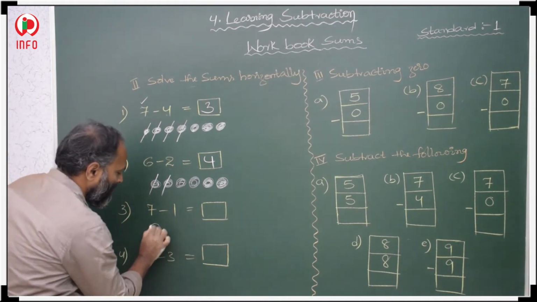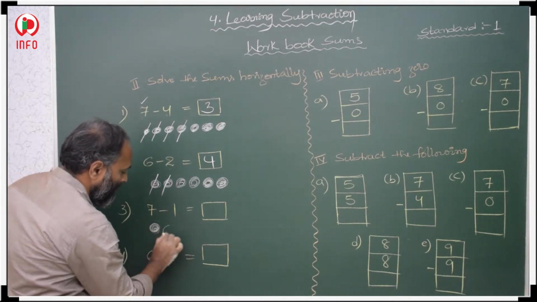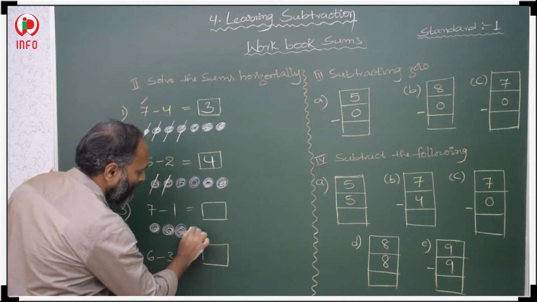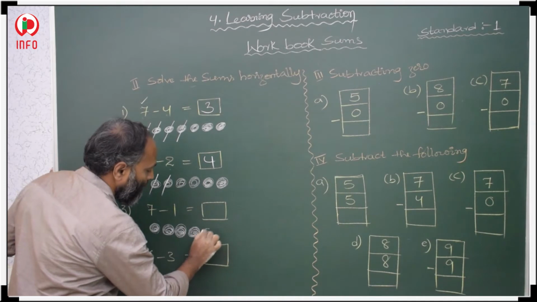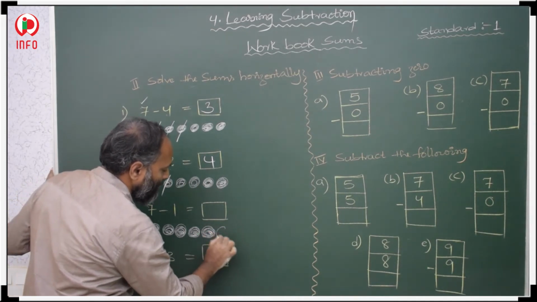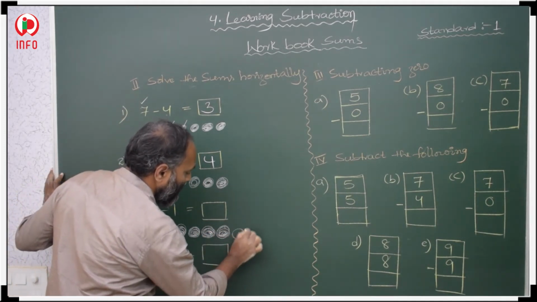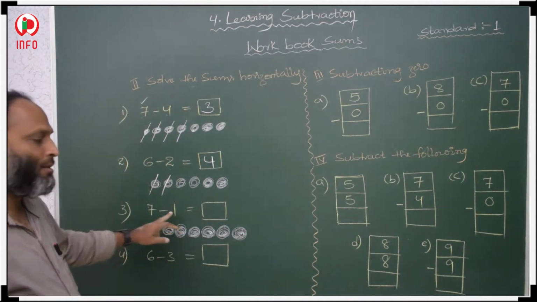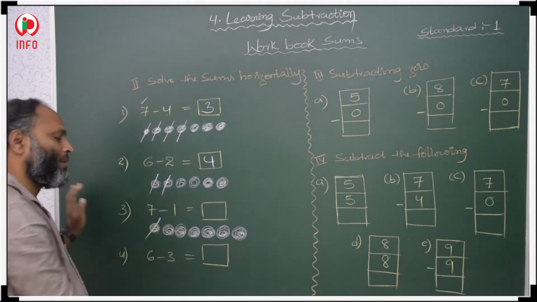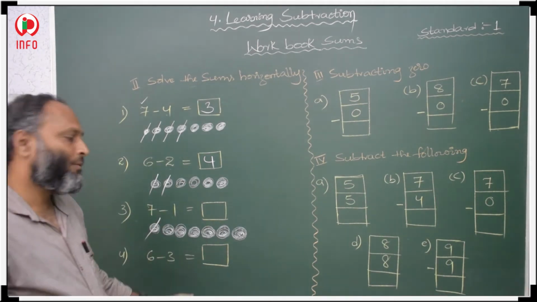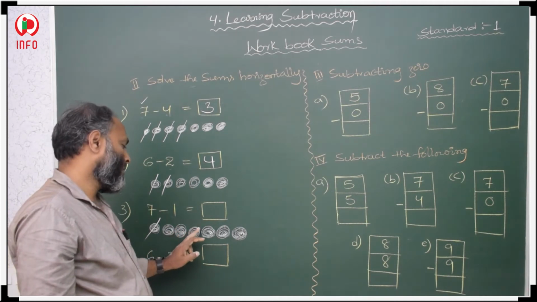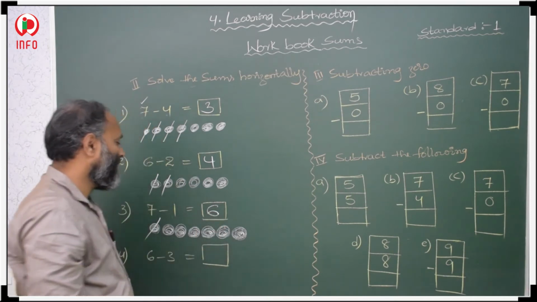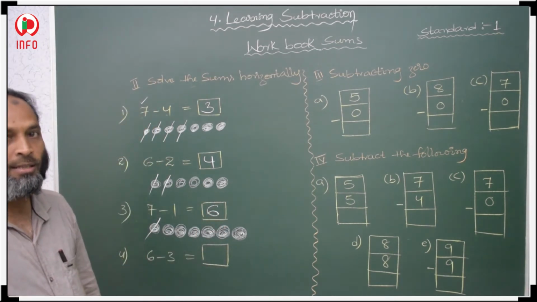Here 7 minus 1. 7 means we make 7 dots. 1, 2, 3, 4, 5, 6, 7. In these 7 dots, 1 we have to subtract. 1 dot we have to subtract. Then how many dots are left? 1, 2, 3, 4, 5, 6. 6 dots left. 7 minus 1, the answer is 6.